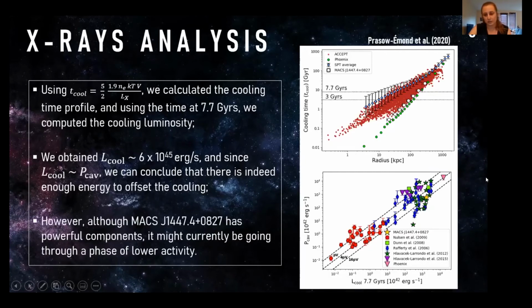So what it means is that even if MACS J1447 has powerful components, it just might currently be going through a phase of lower activity. You know, AGN feedback is a cycle, so it might just be less powerful to this day. However, the offset between the luminosity and the power of the cavity is not big enough to conclude that there's not enough energy to offset the cooling. So that's for the X-ray analysis.